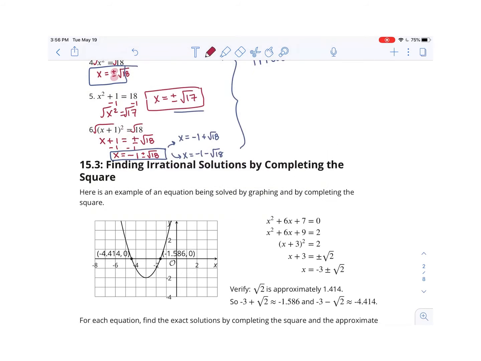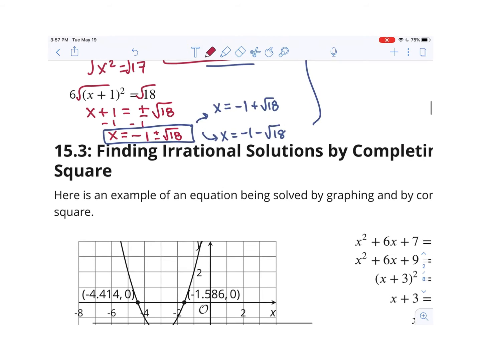Just to note, before we move on, if we're looking at 6, notice that I wrote -1 plus or minus the square root of 18. That's one of the most concise ways to write it, and it means x equals -1 plus the square root of 18, or x equals -1 minus the square root of 18.